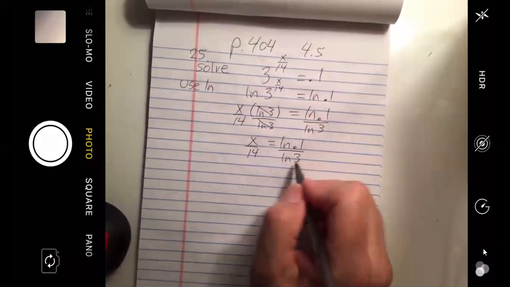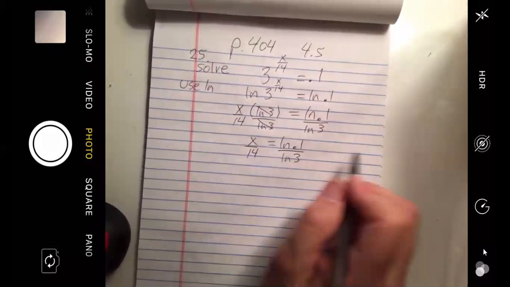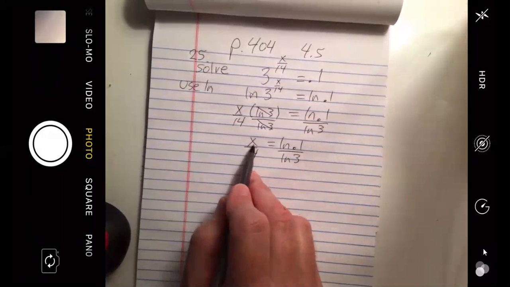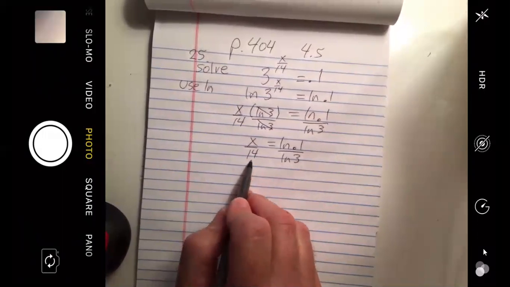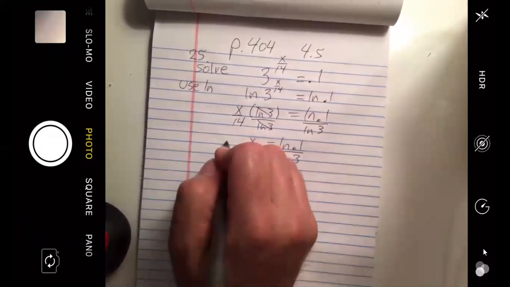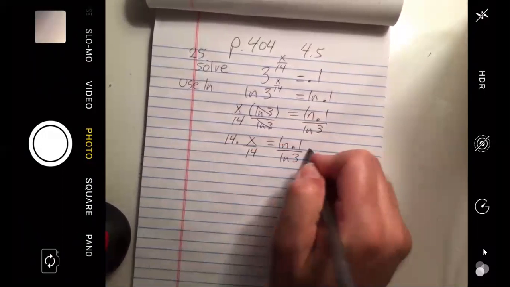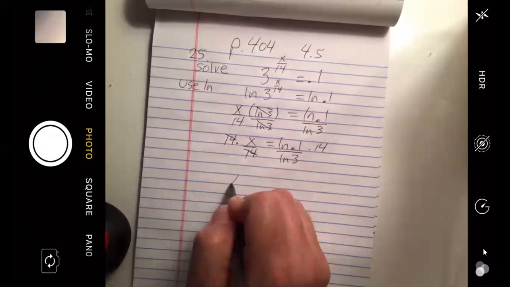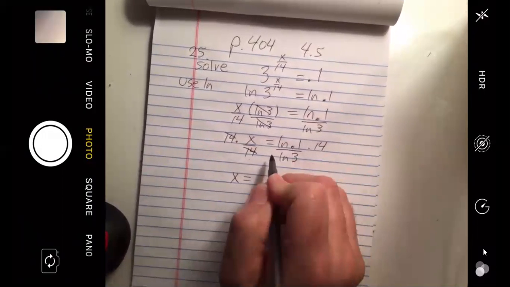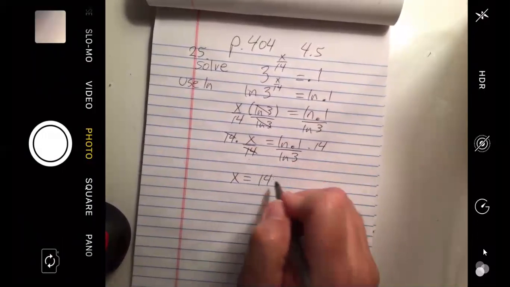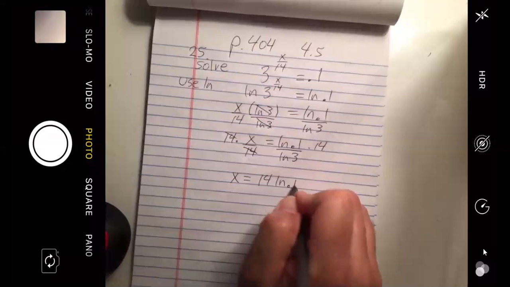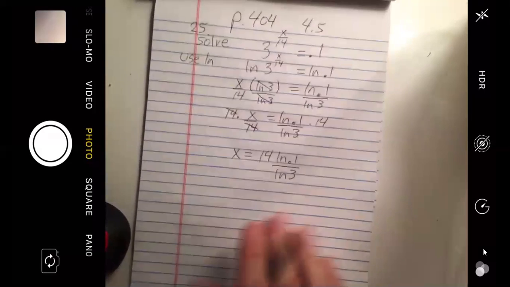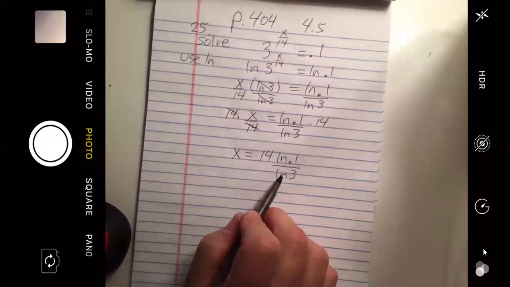And you could punch this if you wanted right now. I'd like to punch it all at the end. To get the x by itself and get rid of 14, I'm going to multiply both sides by 14. That'll clear the 14s. I'm going to put the 14 in front. ln of 0.1 divided by ln of 3. That might be the form the book has.